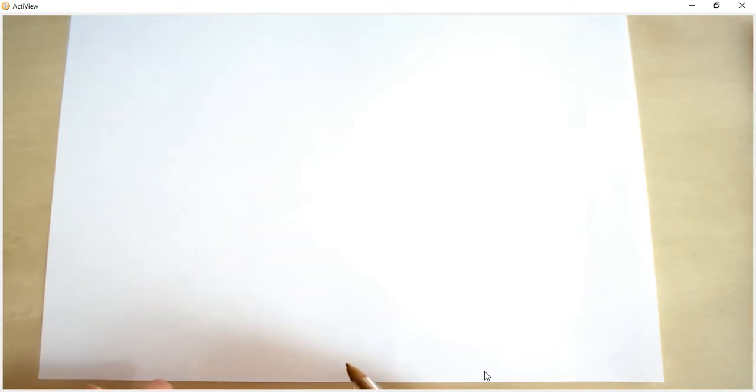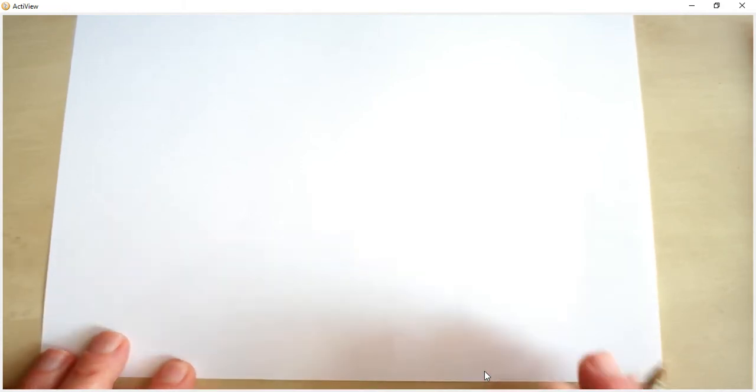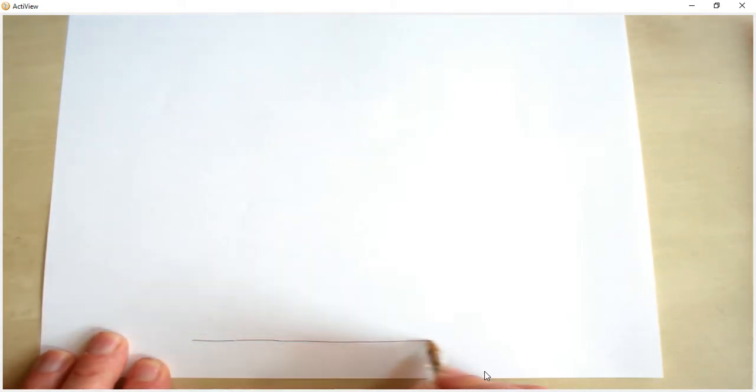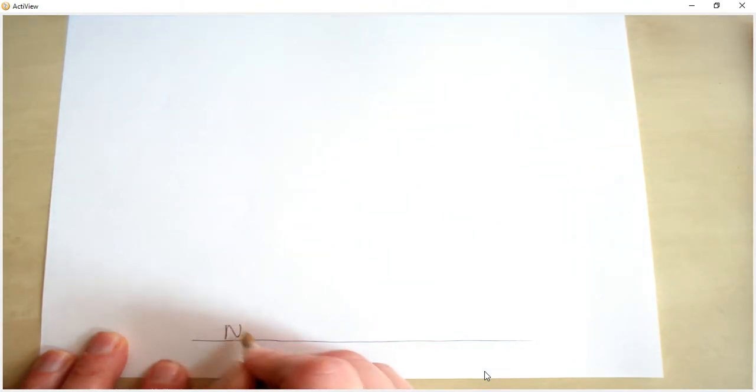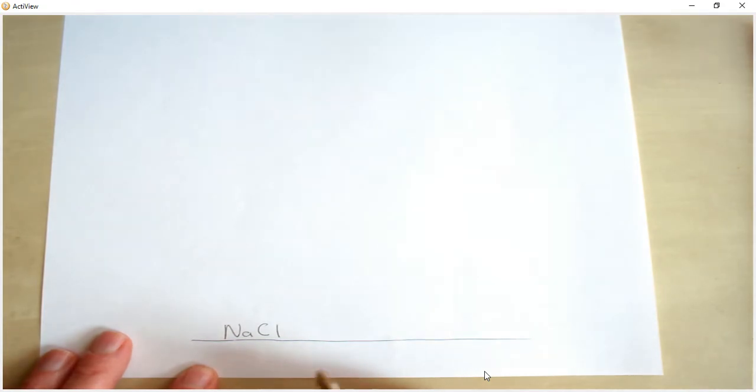Right, in this video we're going to try and draw a Born-Haber cycle for sodium chloride. So the best place to start with Born-Haber cycles is we'll start at the bottom and we'll draw a line, preferably with a ruler for you guys. And on that line we're going to draw the ionic substance, so in this case sodium chloride. Now, one of the things we need to do for Born-Haber cycles is make sure we include all the state symbols. So it's an ionic substance, it's going to be solid at room temperature.